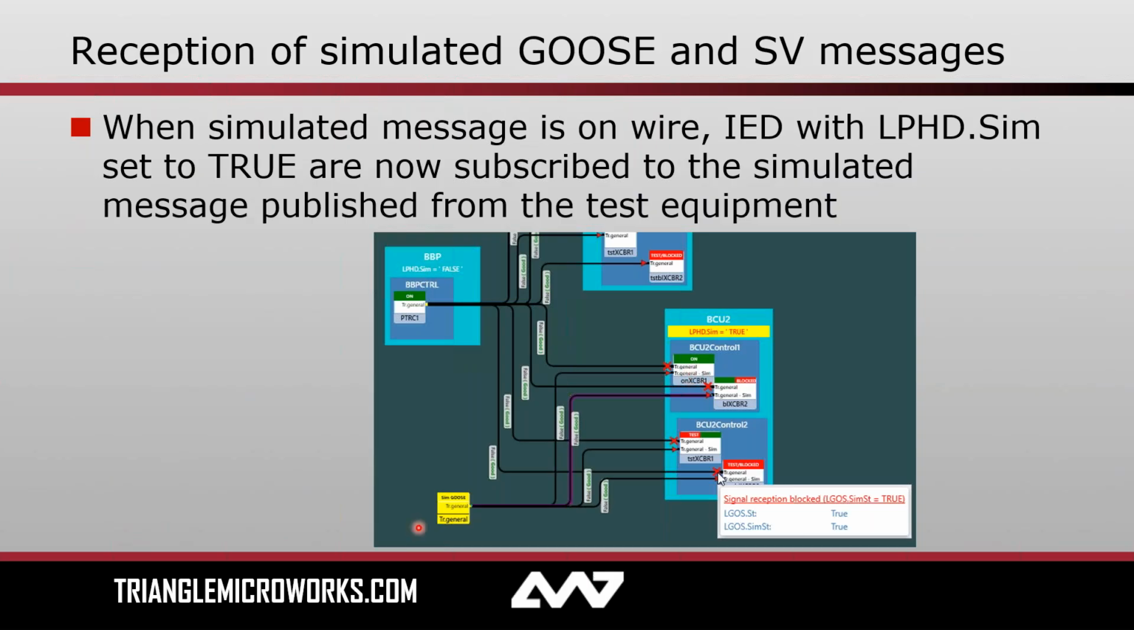And critically, as I mentioned before, if I was to stop publishing this GOOSE stream, if I left my LPHD sim to true, then my device would not go back to receiving or processing the real GOOSE stream. It would ignore it, and I would need to set LPHD sim back to false in order to process those real messages.